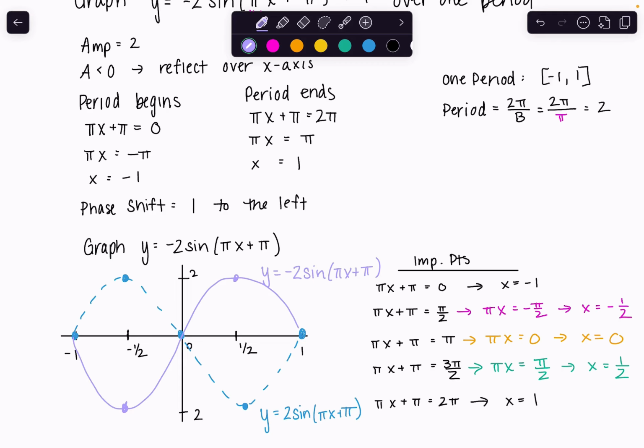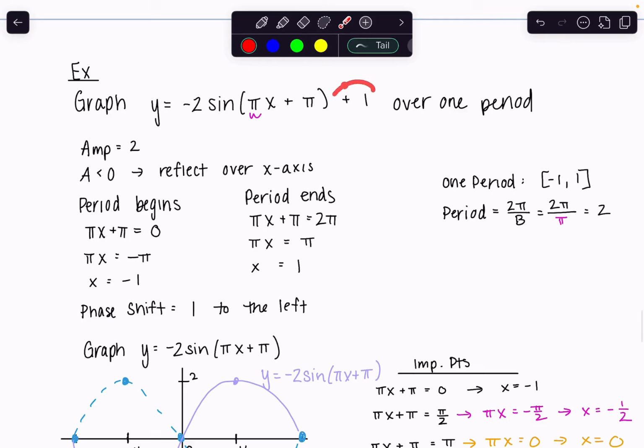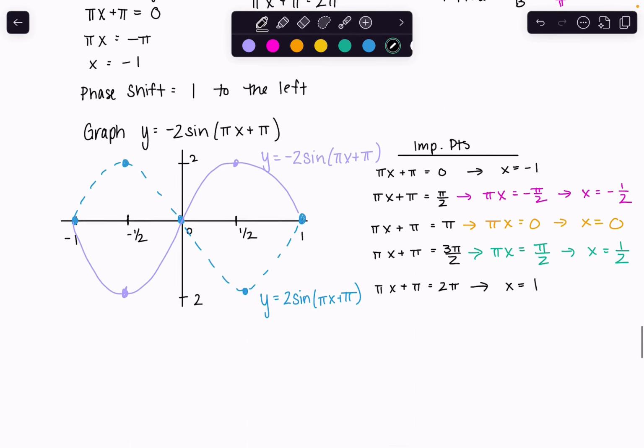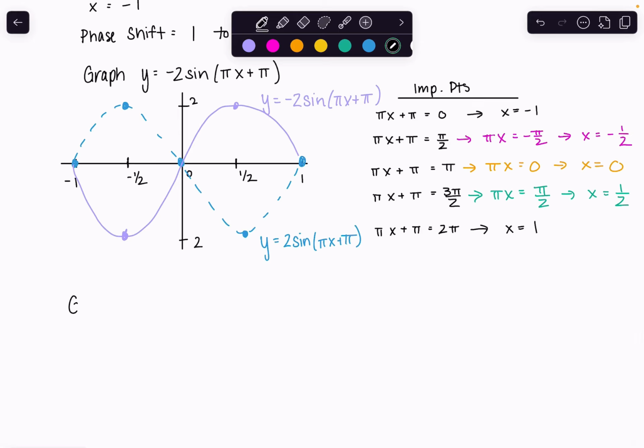So you think we're done, but remember we ignored that vertical shift, but this thankfully is not bad. That takes all of your previous y values and adds 1 to it. So we now can graph our full thing by shifting up 1.